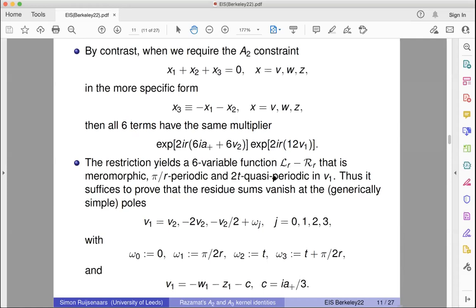It's pi on R periodic, and now it's also 2T quasi-periodic in V1. Now, that quasi-periodicity enables you to conclude that you need only prove that residue sums vanish at the poles. That's a well-known thing about these quasi-periodic functions, that's enough. So to look at the poles at issue, the two types, there are poles that do not depend on W, and they are easily handled. Be straightforward. So here are the half ledges.